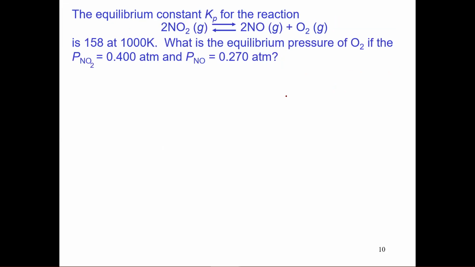Now the equilibrium constant Kp for the reaction 2NO2 goes to 2NO plus O2 is 158 at 1,000 degrees Celsius. What is the equilibrium pressure of oxygen if the partial pressure of nitrogen dioxide is 0.4 and the partial pressure of nitric oxide is 0.27?